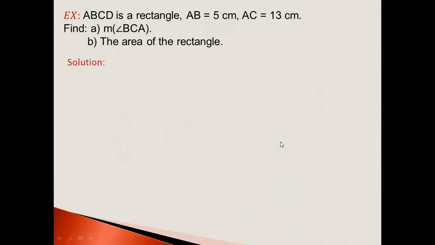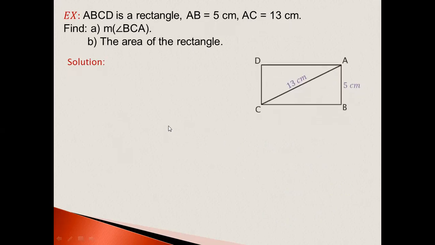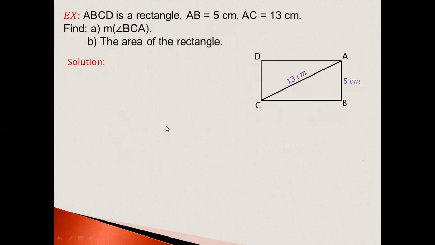ABCD is a rectangle where AB equals 5 centimeters and AC equals 13 centimeters. And we need to find the measure of angle BCA and the area of the rectangle ABCD.